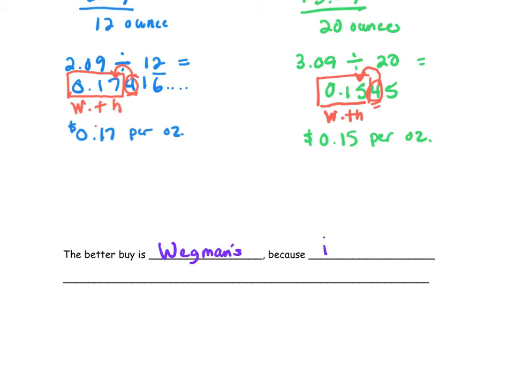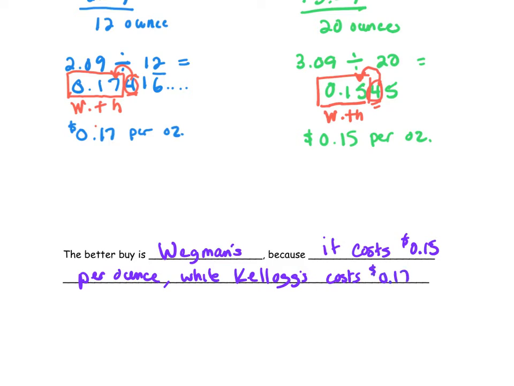Because it costs 15 cents, whoops, need my decimal there, 15 cents per ounce, while Kellogg's costs 17 cents per ounce. So now we've compared the two, we've shown cost for each, and so people will understand why Wegmans is a better buy. So let's look at the next problem on the next page.